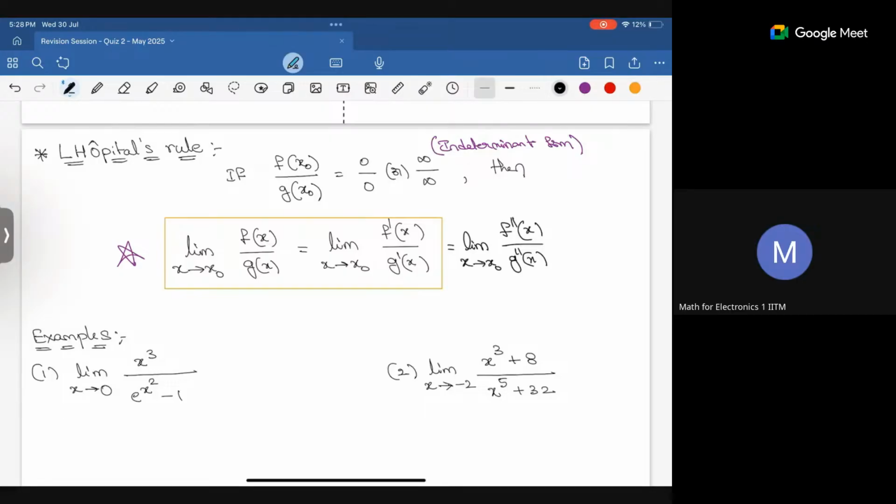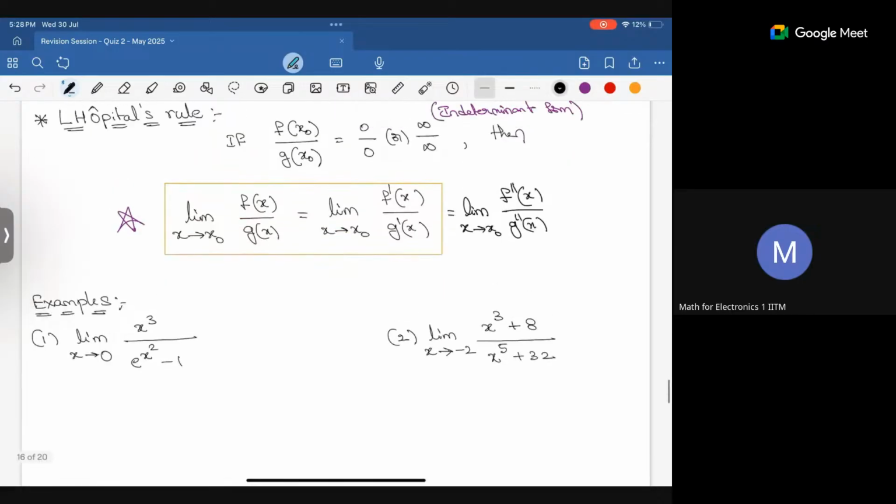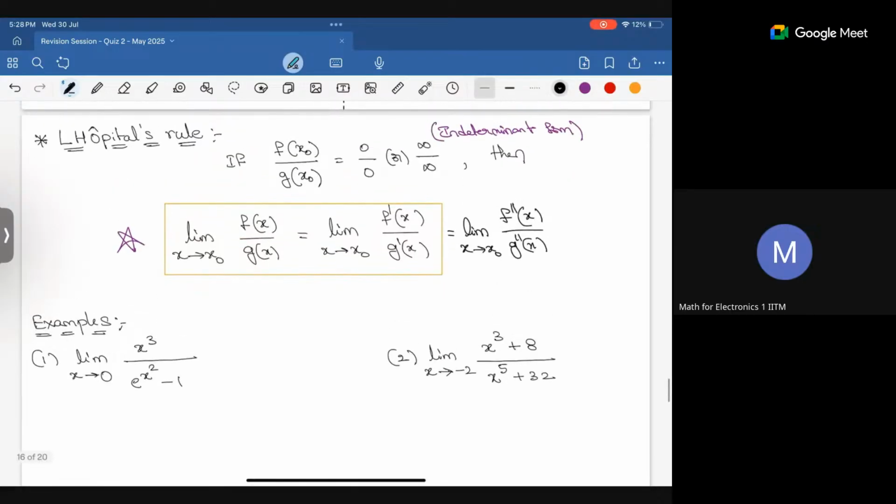Okay. So all it states is when you arrive at indeterminate forms, L'Hopital's rule helps us. You take the derivative of the numerator, take the derivative of the denominator, and then compute its limit at that point. It is the same as the limit of the earlier expression.